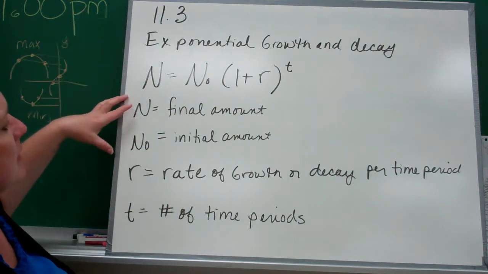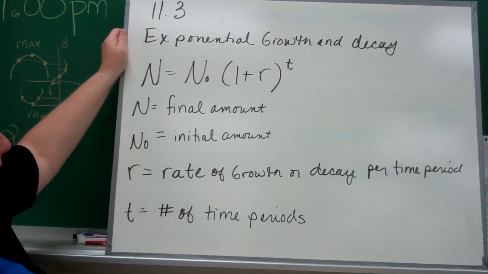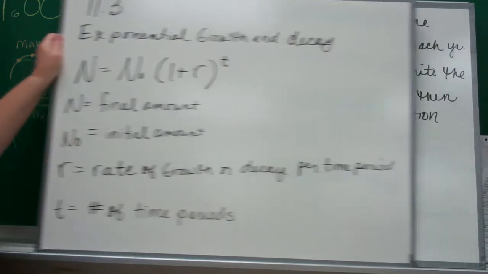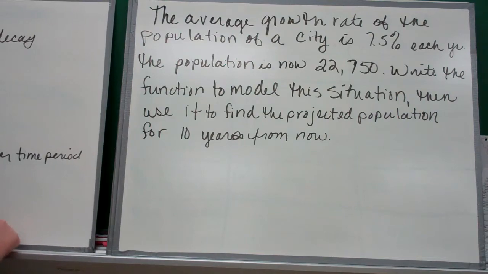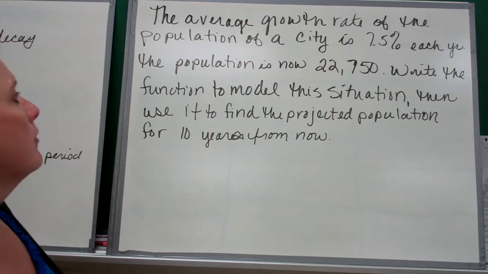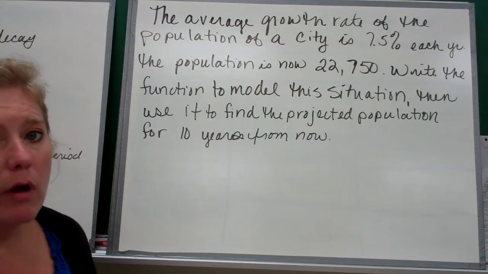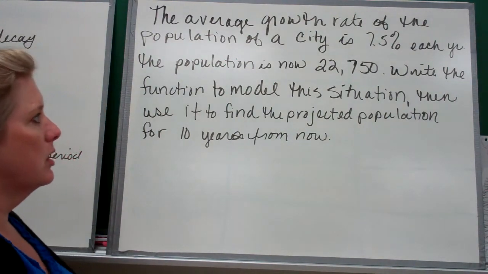We're going to use this to calculate something to do with population. So here's the first problem. The average growth rate of the population of a city is 7.5% each year. The population is now 22,750. Write the function to model this situation, then use it to find the projection. First, start with writing the function to model the situation.